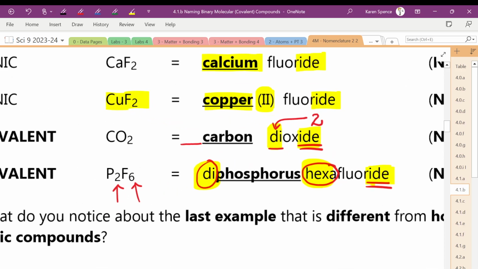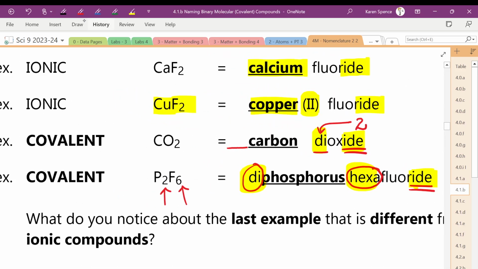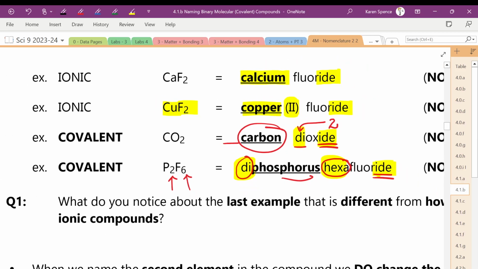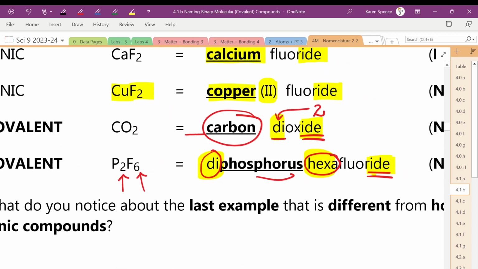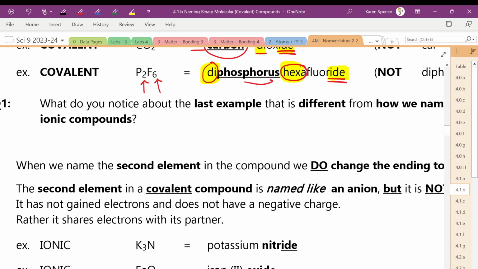So, in a covalent compound, does the first name change? Do we change the ending of the first name? Does it become carbide dioxide? No. Do we have phosphide hexafluoride? No. The first name does not change its ending. Okay? Does the second name change its ending? Yes. Okay.